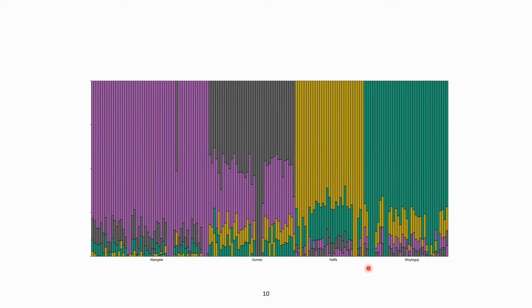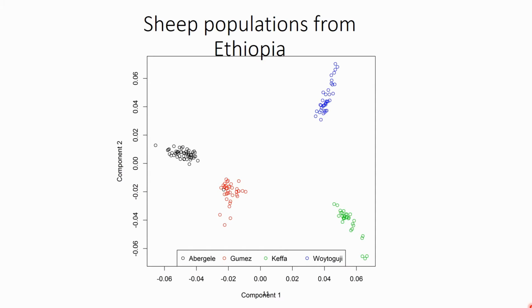Also here I would add that the parental populations do not necessarily need to be separate breeds, but could be various subpopulations within a breed, for example. This is a PCA plot for exactly the same animals as you saw before in the admixture plot. Here I just wanted to highlight that even though these populations are very distinct in a PCA plot, they still seem to be very interesting when it comes to a more detailed admixture analysis.